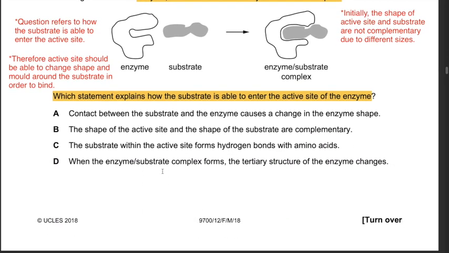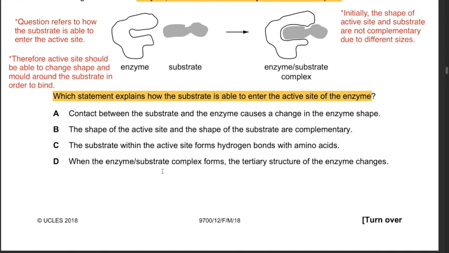Question 14. The diagram shows an enzyme, its substrate, and an enzyme-substrate complex. Which statement shows how the substrate is able to enter the active site of the enzyme? The question refers to how the substrate is able to enter the active site. As you can see, initially before the substrate enters the active site of the enzyme, the shape of the active site and the shape of the substrate are not complementary due to different sizes. They do not have the same size and are not complementary in shape.